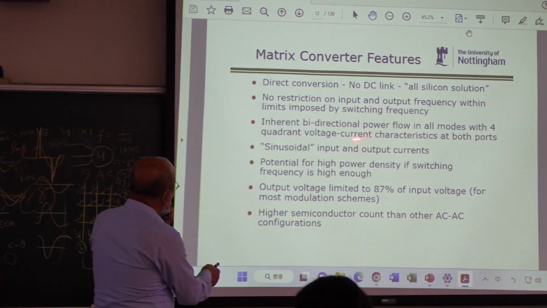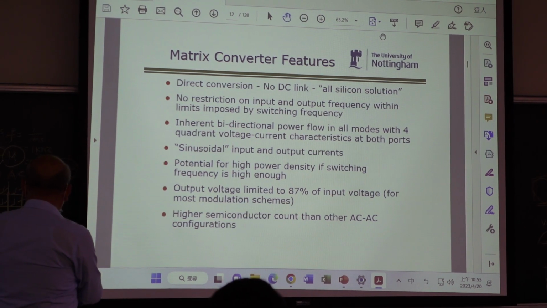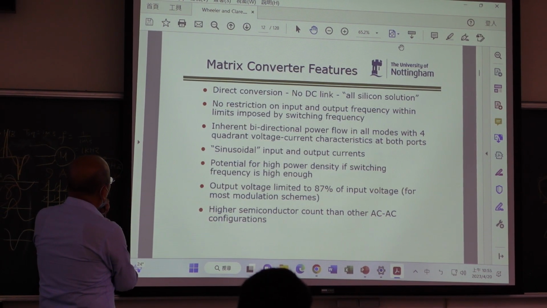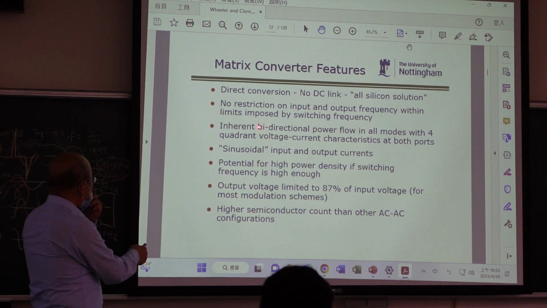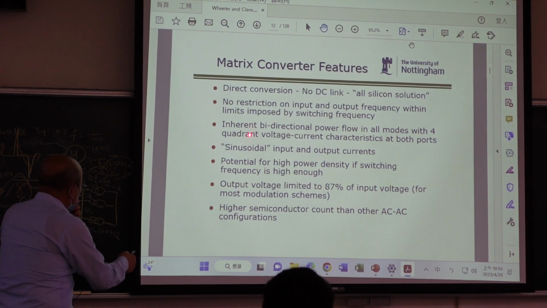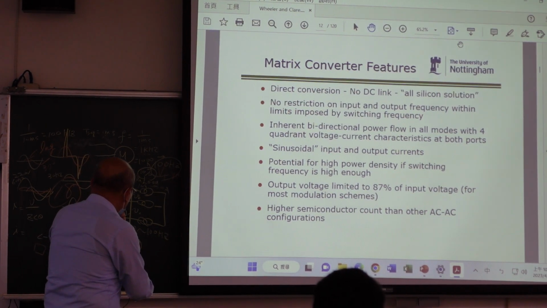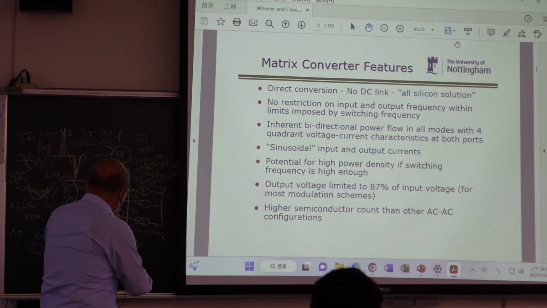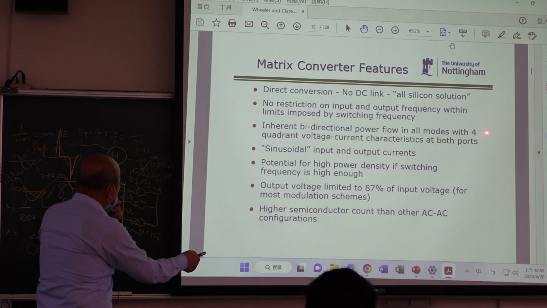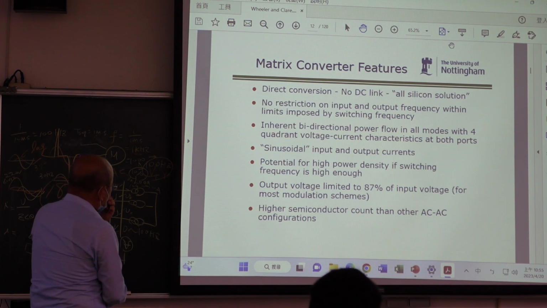So we can have bidirectional power flow. The power can come from input to output or output go back to input. We have bidirectional power flow. We have four quadrants. We can use it as motor or generator. We can use motor and a brake, generator and a brake. We call this four-quadrant voltage-current characteristic.